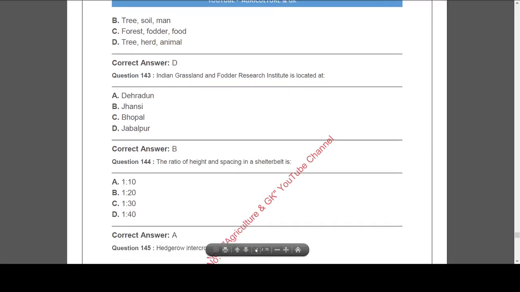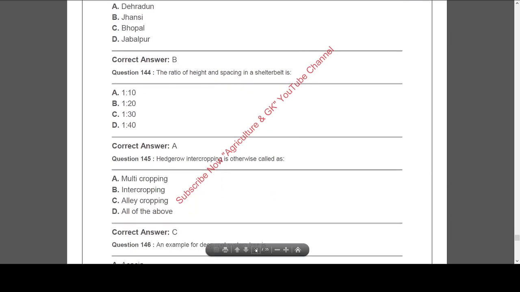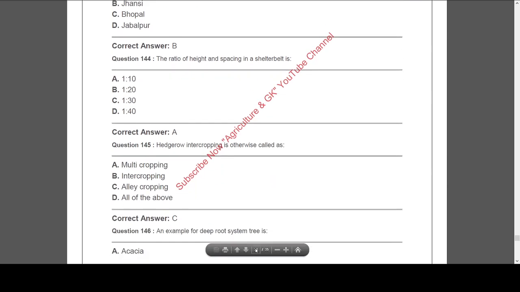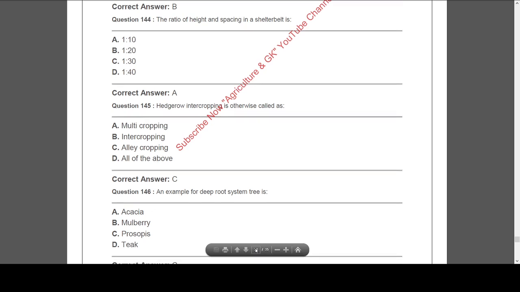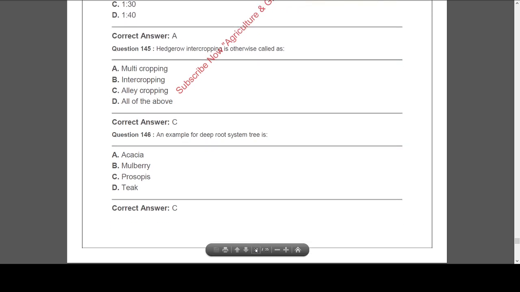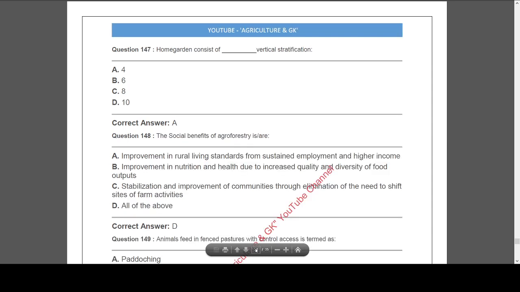The ratio of height and spacing in a shelter belt is 1:10. Hedgerow intercropping is otherwise called option C, alley cropping. An example for deep root system tree is option C, Prosopis. Then home garden consists of dash vertical stratification. It is having 4 vertical stratifications.